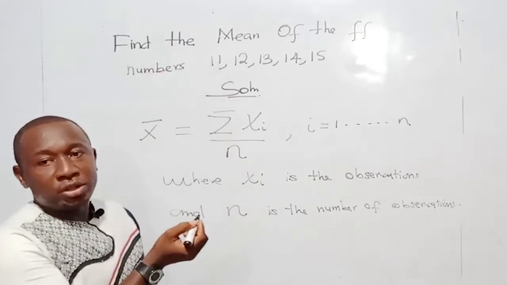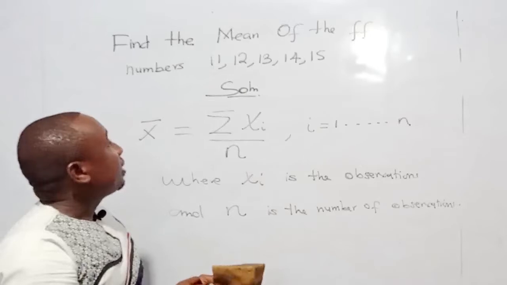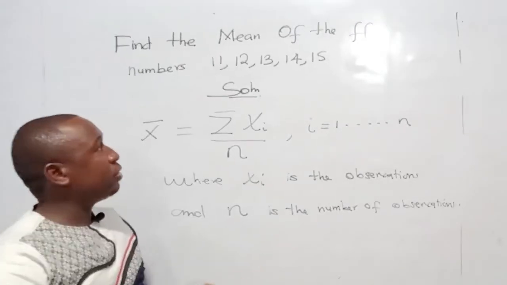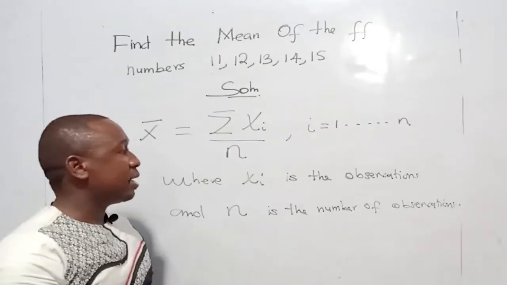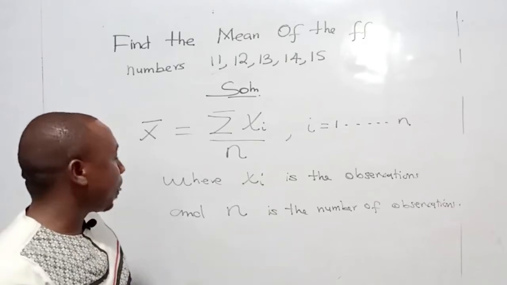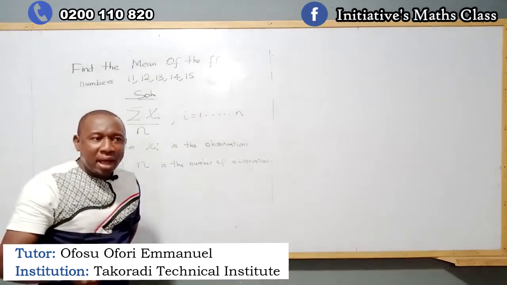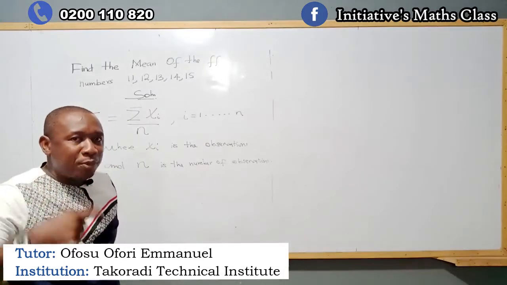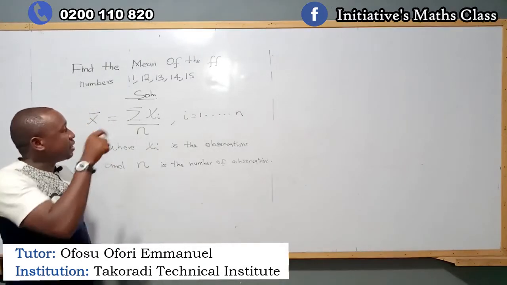This is an observation. 12 is also an observation. 13 is also an observation. 14 is also an observation. And 15 is also an observation. But the n here represents the number of observations in the data set.